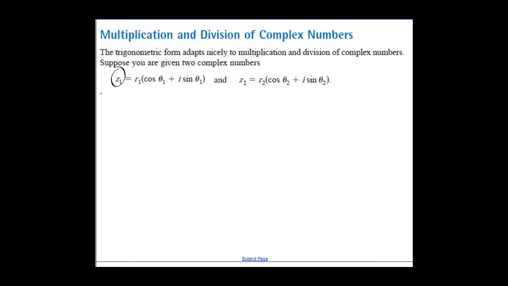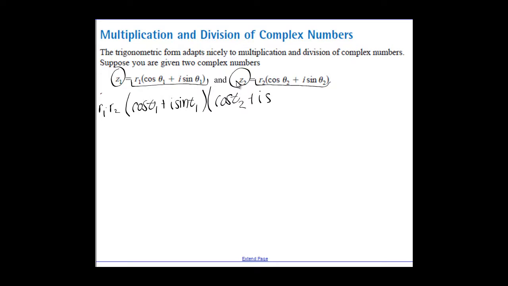So say you're given two complex numbers, z sub 1 and z sub 2, and asked to multiply them together. So I'm going to multiply all of this times all of this. Just to keep my work nice and neat, I'm going to put r sub 1 and r sub 2 in the front. Then I've got cosine theta 1 plus i sine theta 1 times the quantity of cosine theta 2 plus i sine theta 2.